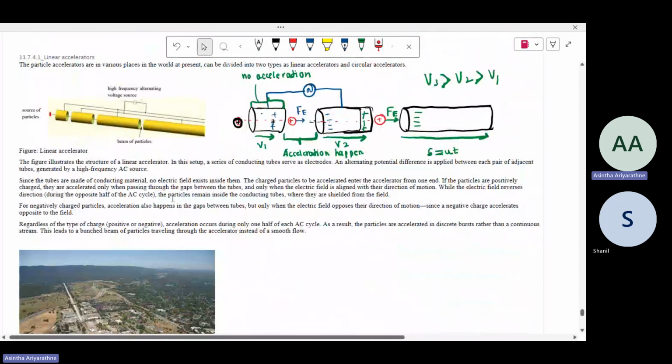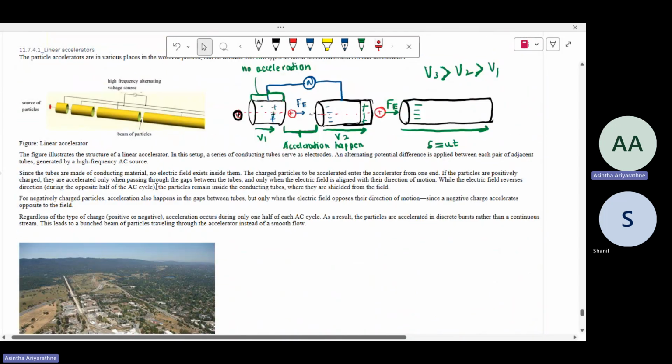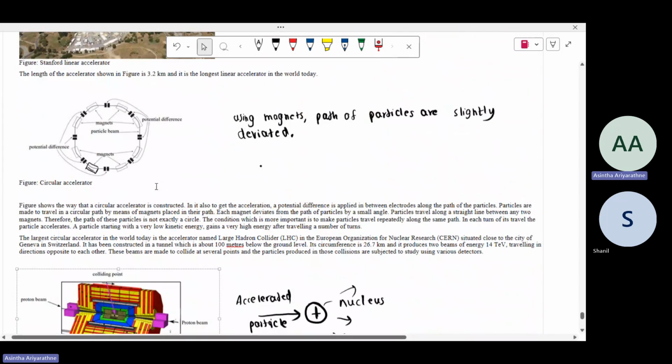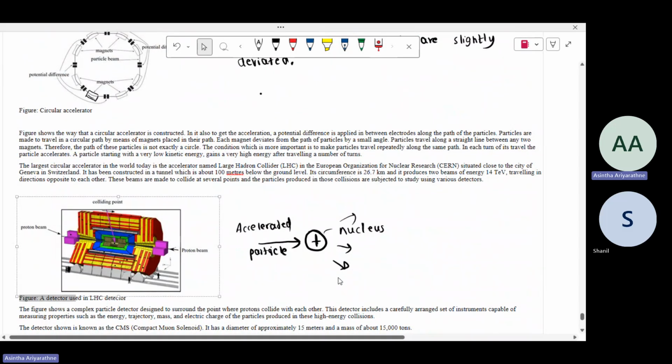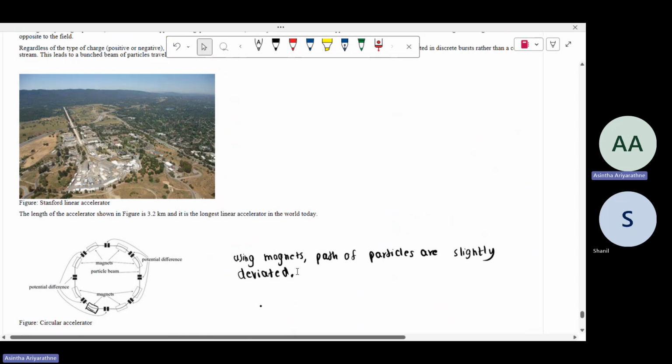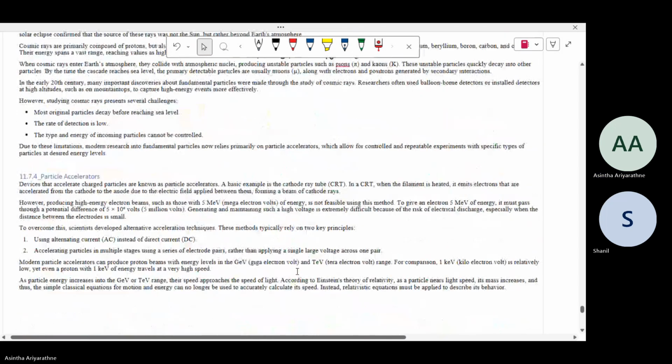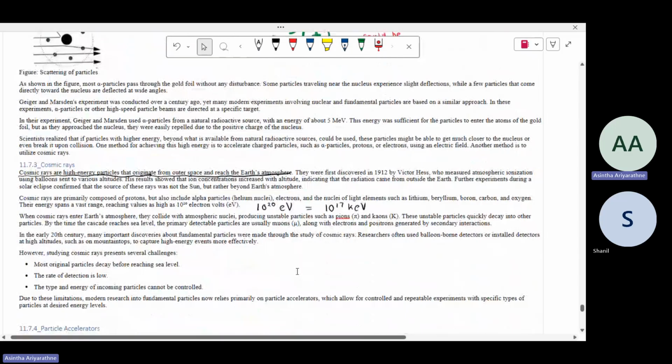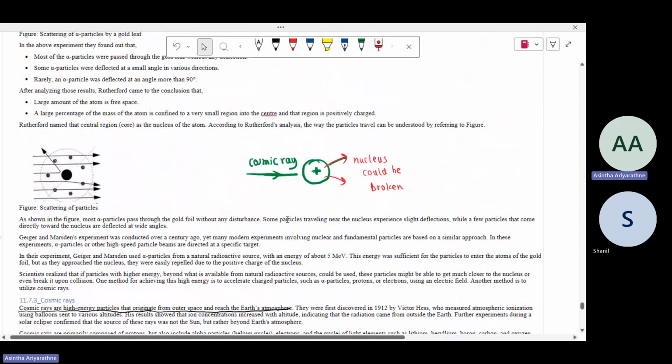At first, the particle is accelerated using either a linear accelerator or a circular accelerator. Then this accelerated particle is collided with the nucleus inside the detector, and the emitted particles are detected. So why do we use these particle accelerators? We use particle accelerators to detect the fundamental constituents. So let's go back again.